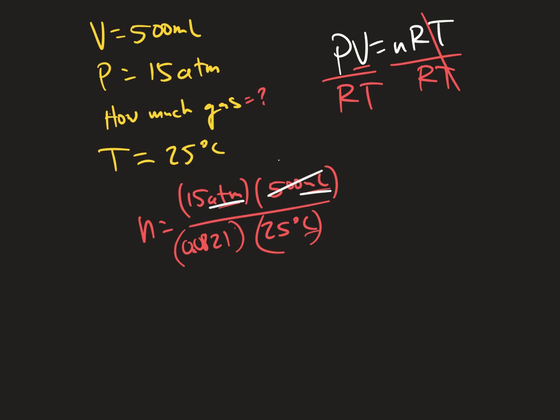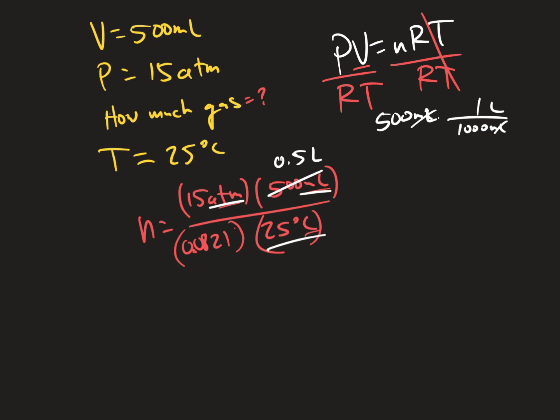So what is that? 0.5 liters. Do you have to do that in your head? No, please don't. So 500 milliliters. We know that 1,000 milliliters is the same as 1 liter, right? 500 divided by 1,000 is 0.5. Good.